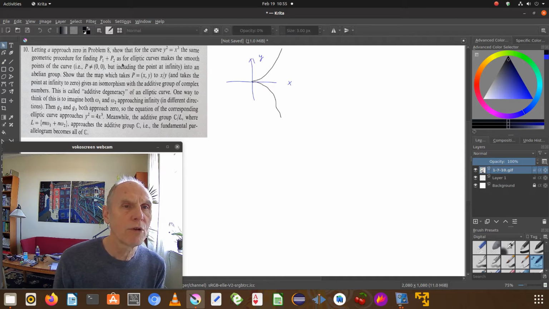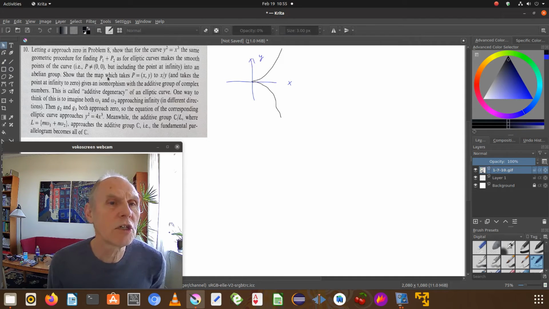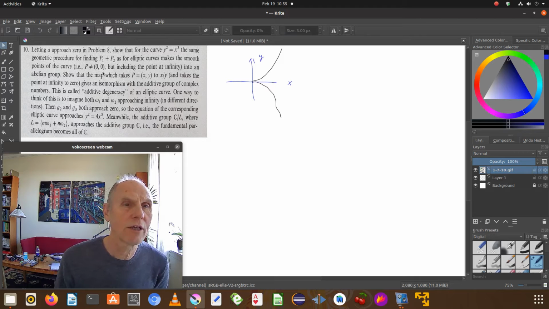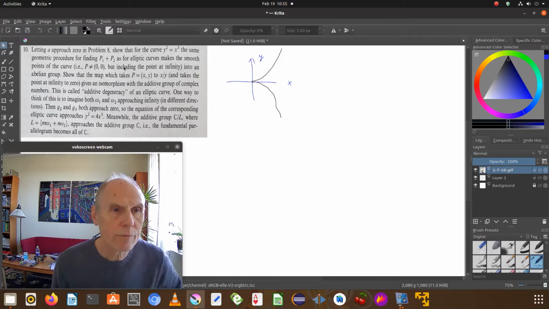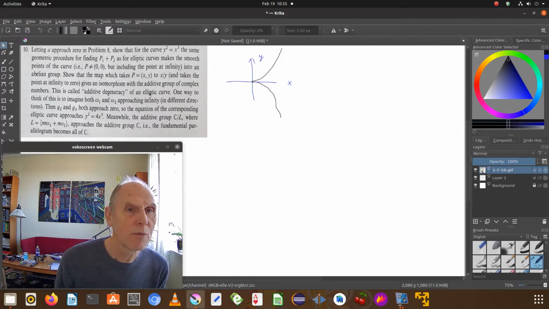So we need to show that we get an addition just like at an elliptic curve. And then we have to prove an isomorphism with the additive group of complex numbers on this curve minus the 0,0 point, but including infinity, it seems.